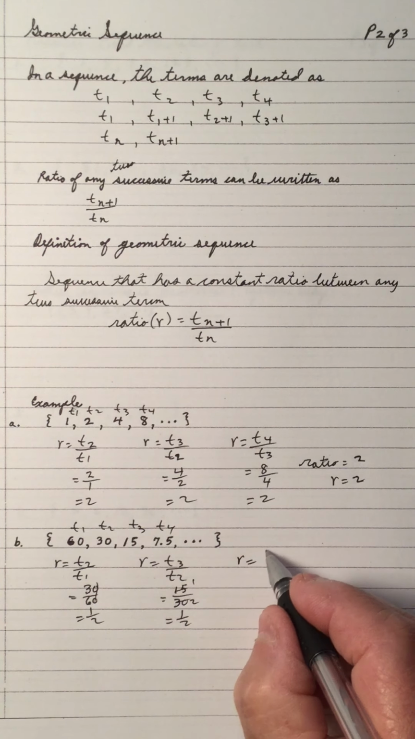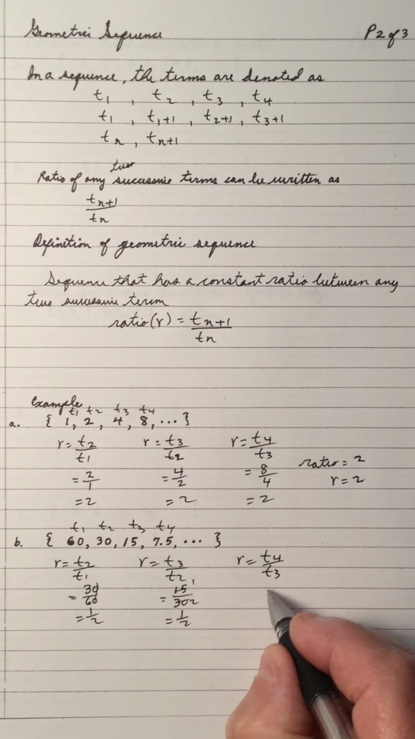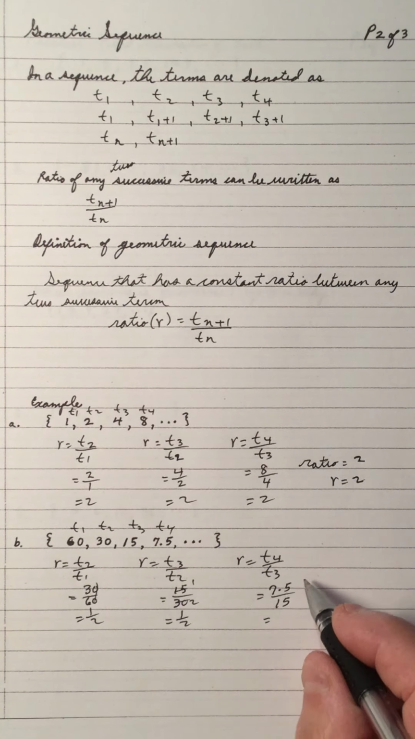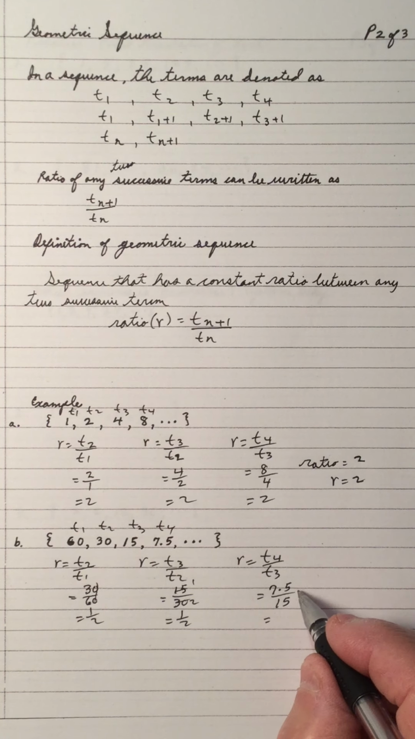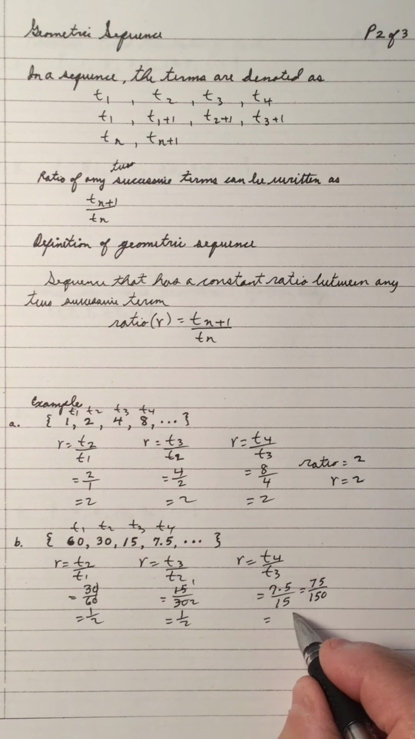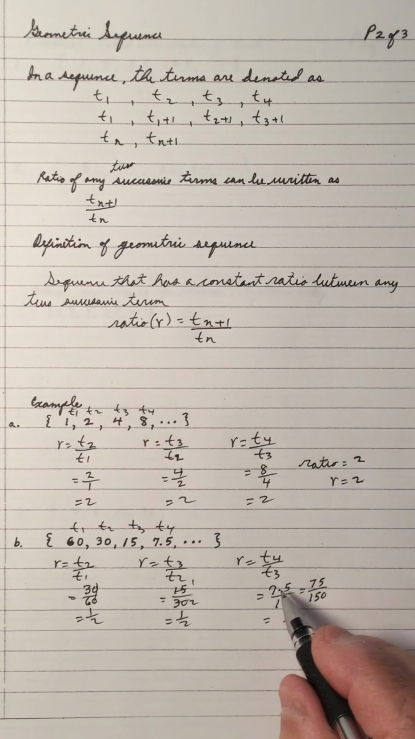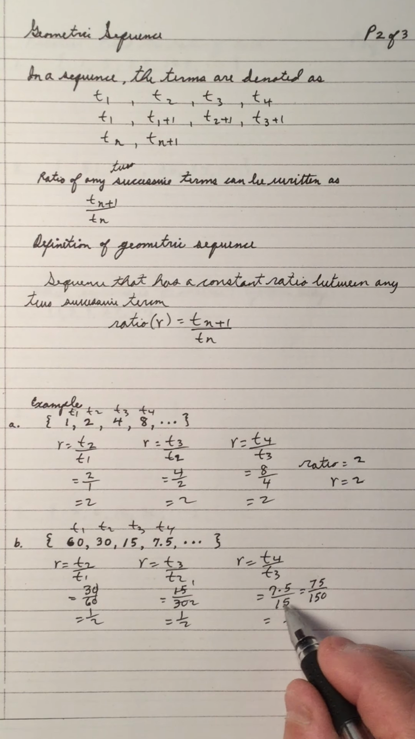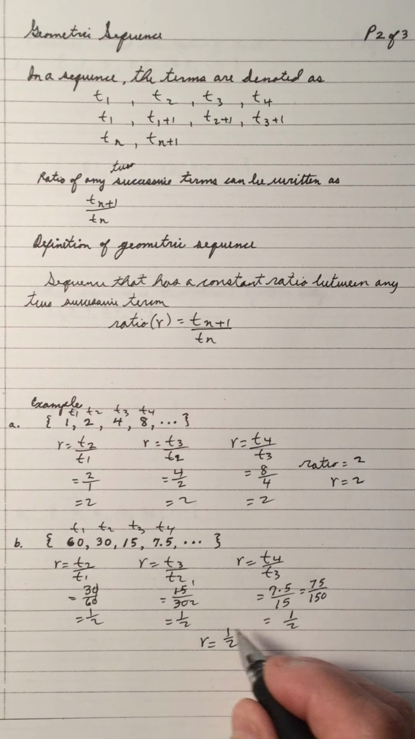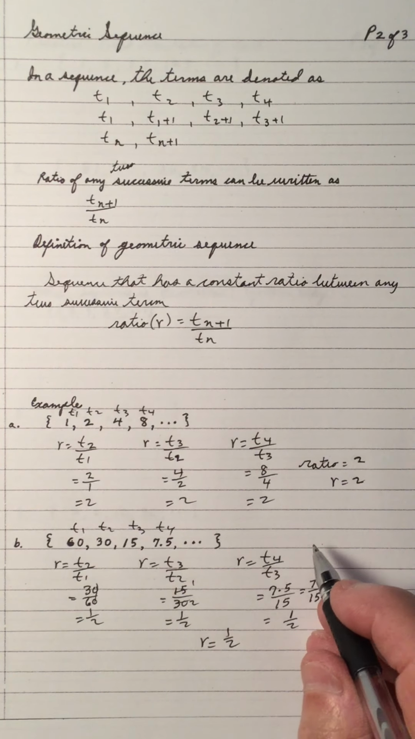And another ratio, T4 over T3. T4 is 7.5, and T3 is 15, and you can divide this out, but you get decimals. One way to do it is to multiply by 10, so you get 75 over 150, and you can see the ratio is 1 to 2. 7.5 is a half of 15, so the ratio is 1/2. So R is 1/2, making it a geometric sequence.